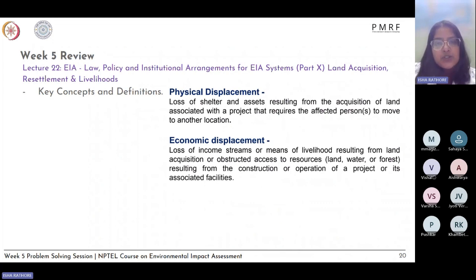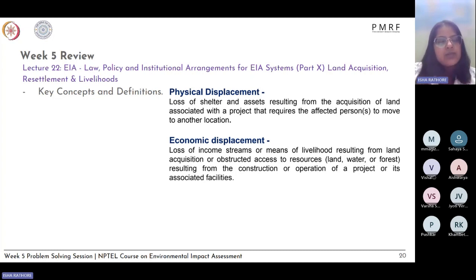Physical displacement is the loss of shelter and assets resulting from the acquisition of land, which is associated with a project that requires the affected persons to move to another location. And economic displacement is loss of income streams or means of livelihood resulting from land acquisition or obstructed access to resources, land, water, or forest, resulting from the construction or operation of a project or its associated facilities. One is that you are being physically displaced, that is your shelter or assets where you are residing, you're being physically displaced from that location.